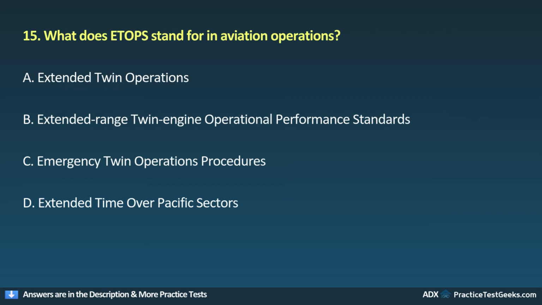15. What does ETOPS stand for in aviation operations? A. Extended twin operations. B. Extended range twin engine operational performance standards. C. Emergency twin operations procedures. D. Extended time over Pacific sectors.